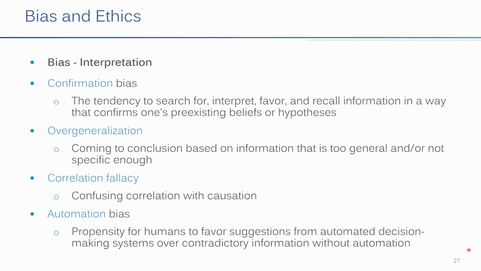And then after we have our data, on the interpretation side we also have some other kinds of biases. Confirmation is pretty much the same thing, in which we confirm one's pre-existing beliefs or hypothesis. Then overgeneralization: we come to a conclusion based on limited information that is too general and not specific enough. Also, the correlation fallacy. This is probably one of my favorite ones: we tend to see correlation as causality, which is definitely not the case.